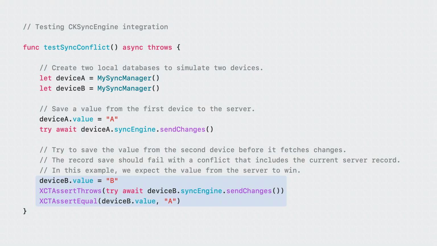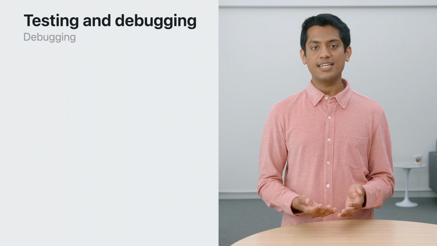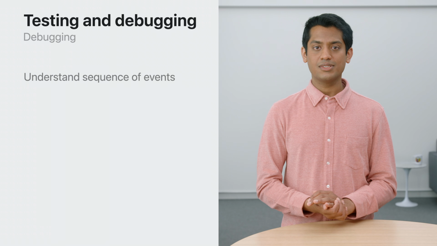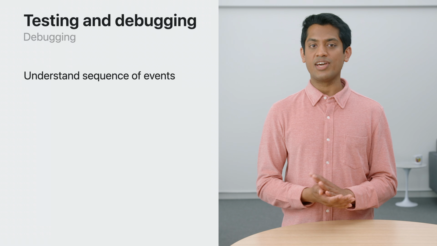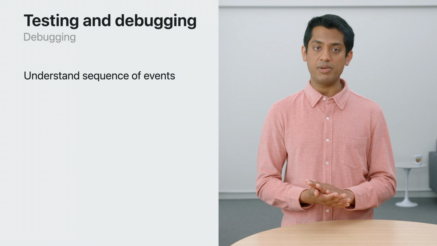This sample expects the conflict resolution to prefer the data from the server, so the new value on device B will be the value most recently sent to the server from device A. Here are a few key points that can help speed up testing and debugging. Understanding the sequence of events on each device will help pinpoint where in the flow your application may be having problems.